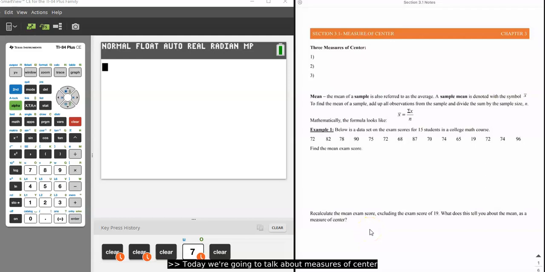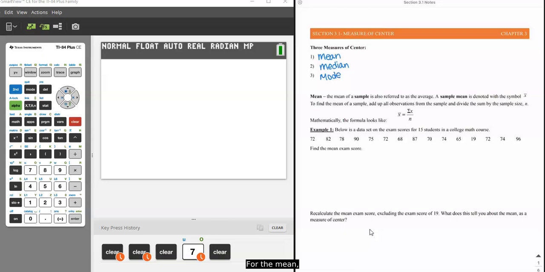So today we're going to talk about measures of center, or measures of central tendency. The three measures of center that we are going to focus on are the mean, the median, and the mode.